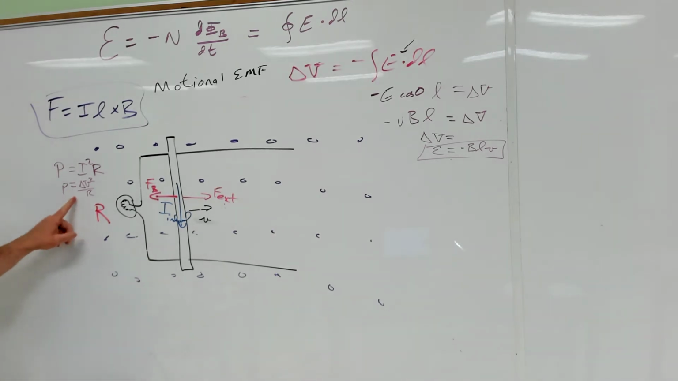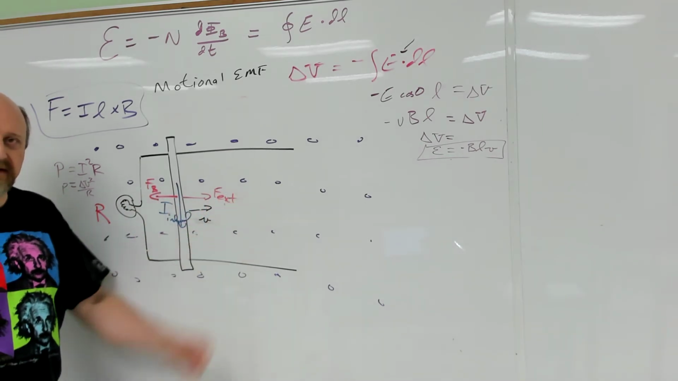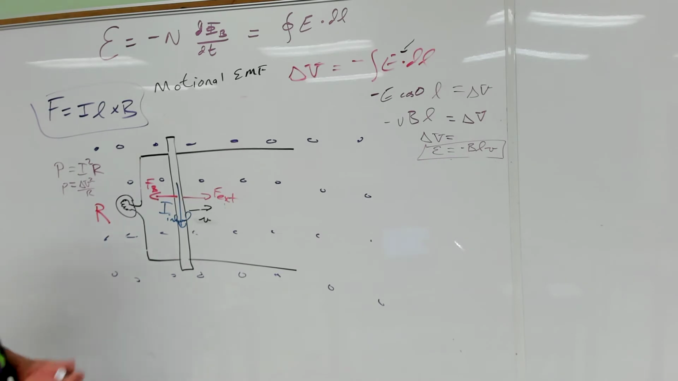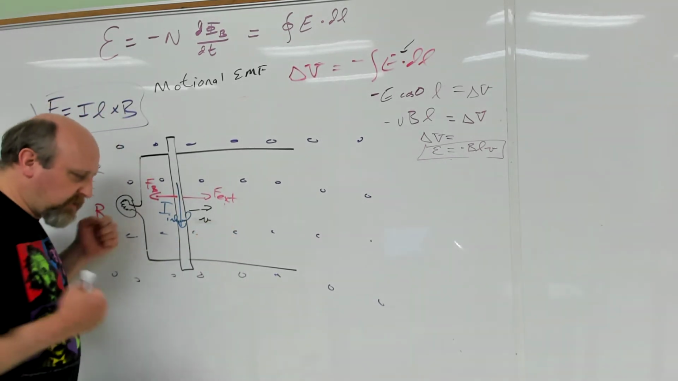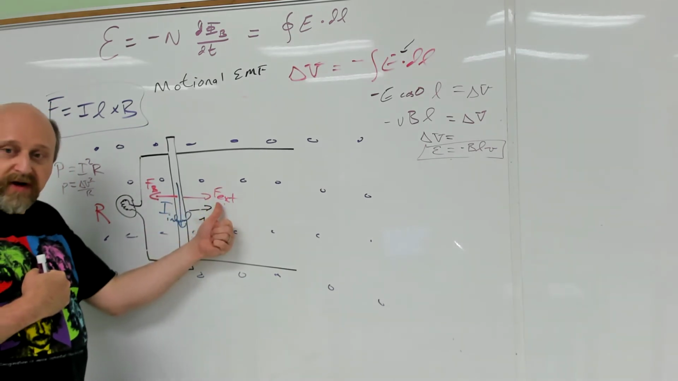That is how fast I am pumping energy out here, radiating energy out, taking it out of the charges. How fast do I have to put in energy here? It ought to be the same, shouldn't it? Let's do the calculation. What is the power, the rate at which I have to put energy in to shove that bar across? I'm doing work here, right?